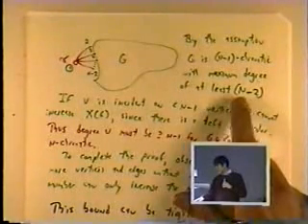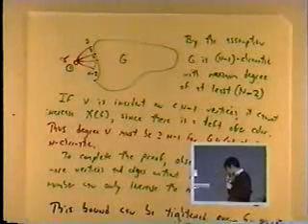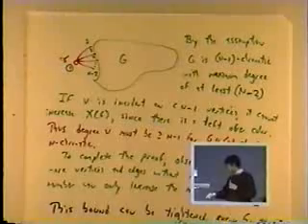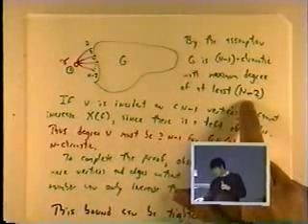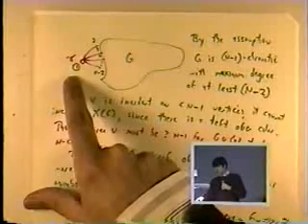The maximum degree was at least. Let me think. Was that at least or at most? The maximum degree is at least this big. We now have this vertex here.